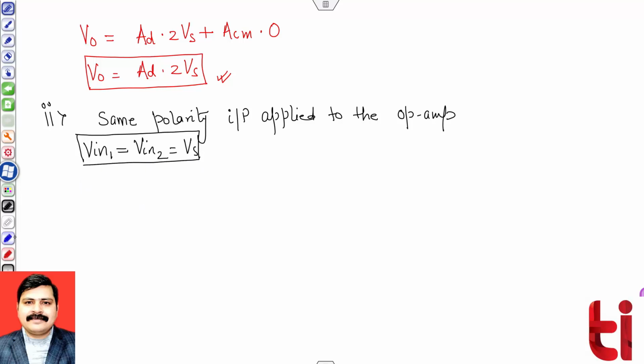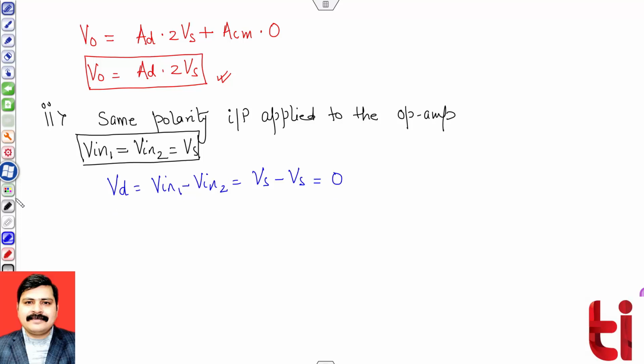And now let us examine the first case, Vd. So my Vd will be equal to Vin1 minus Vin2, that means equal to Vs minus Vs. So this will be equal to 0. That means my differential input voltage is 0 if the same polarity signal is applied.